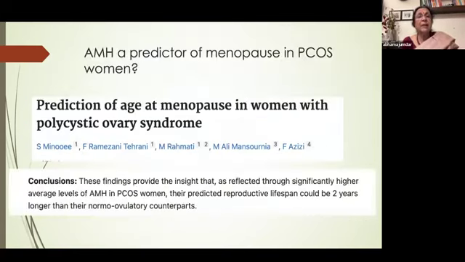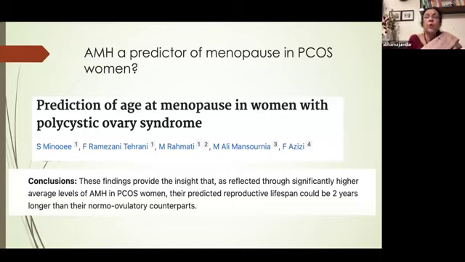Now here is another: AMH as a predictor of menopause in PCOS. This was Minot's study, prediction of age at menopause in women with polycystic ovarian syndrome. Then we look at the other spectrum of AMH: if the AMH is very high and the woman has PCOS, does the menopause age change? These findings provide the insight that, as reflected through significantly higher average levels of AMH in PCOS women, their reproductive lifespan could be 2 years longer than their normal ovulatory counterparts. So if it is very high, then maybe it is 2 years more than their normal ovulatory counterparts.